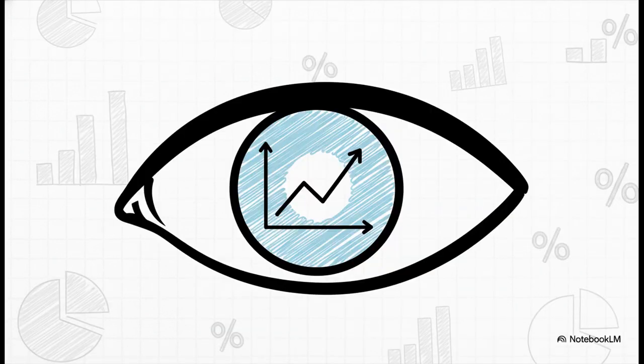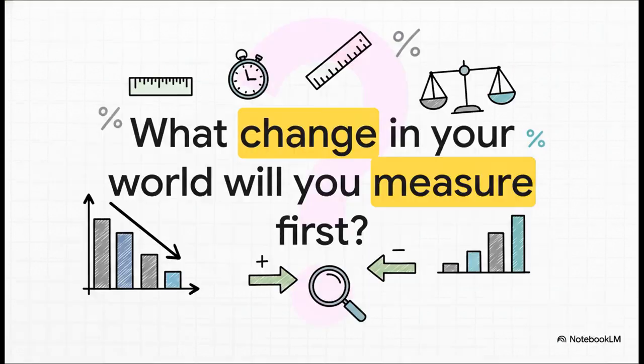So the next time you read a headline or you see a sales report, you won't just see the numbers. You'll actually understand the story behind them. You now have the skill to quantify the world around you, to see not just that things are changing, but to understand by exactly how much. And that, right there, is the power of percentage change. It turns these vague ideas of more or less into concrete, comparable facts that give us real insight. So my question for you is, what change in your world will you measure first?